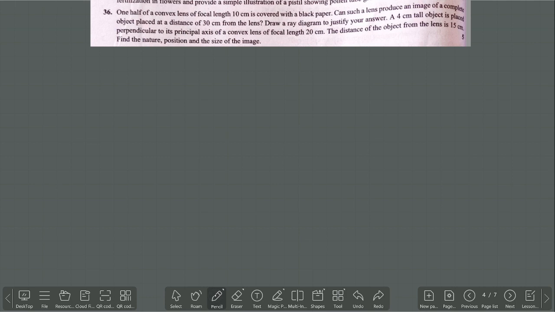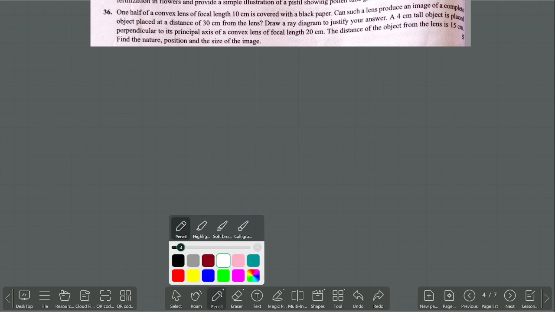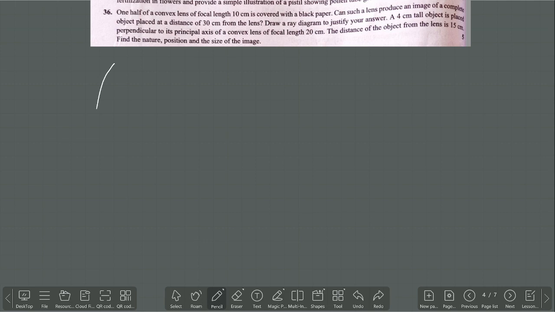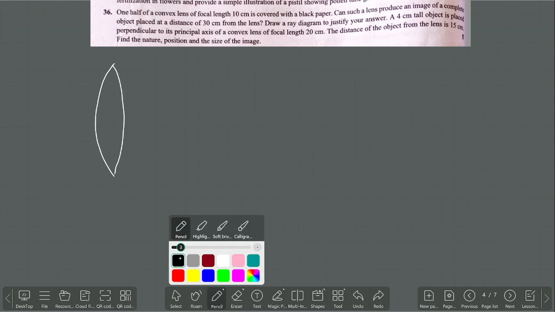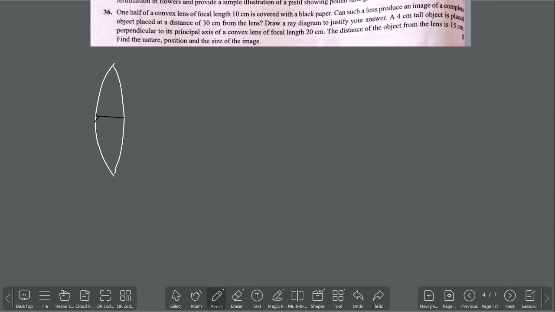So read the question. One half of a convex lens of focal length is covered with a black paper. So let us take a convex lens, and they are saying one half of the lens alone. That means either you can take the bottom part or the upper part. Like this they covered it using a black paper.